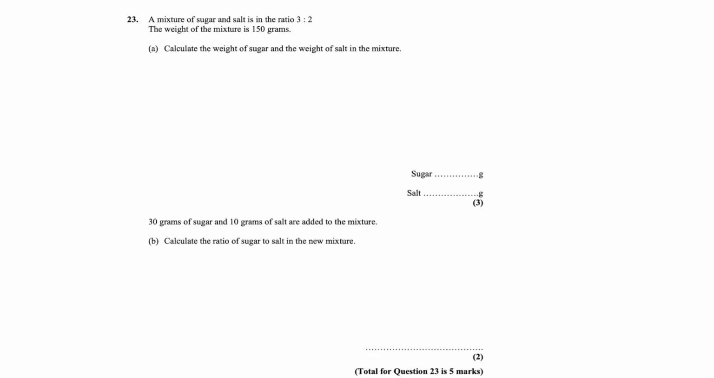So in this one, we have a mixture of sugar and salt in a ratio of 3:2. The 3 represents the sugar and the 2 represents the salt. There are 2 parts salt and 3 parts sugar, and you're going to make a mixture of 150 grams. Calculate the weight of sugar and the weight of salt in the mixture.